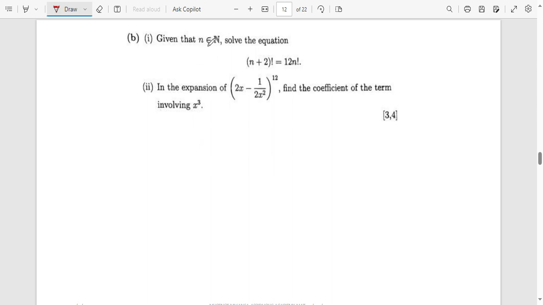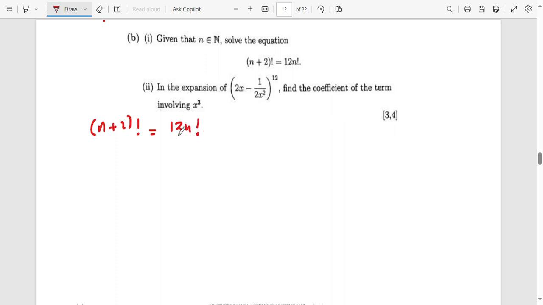Given that n is a member of natural numbers, solve the equation n plus 2 factorial. Okay, just a moment. So we have been told that n is a member of natural numbers, and you want to solve the equation: n plus 2 factorial is equal to 12n factorial.